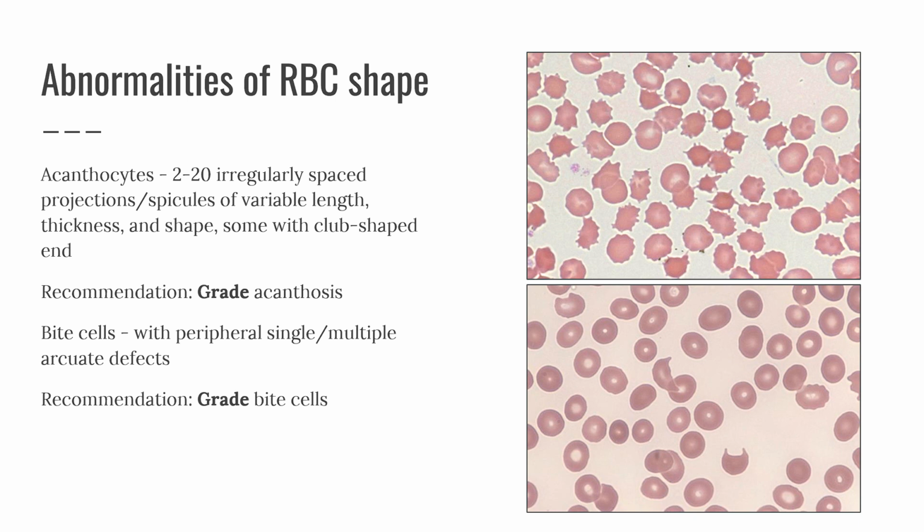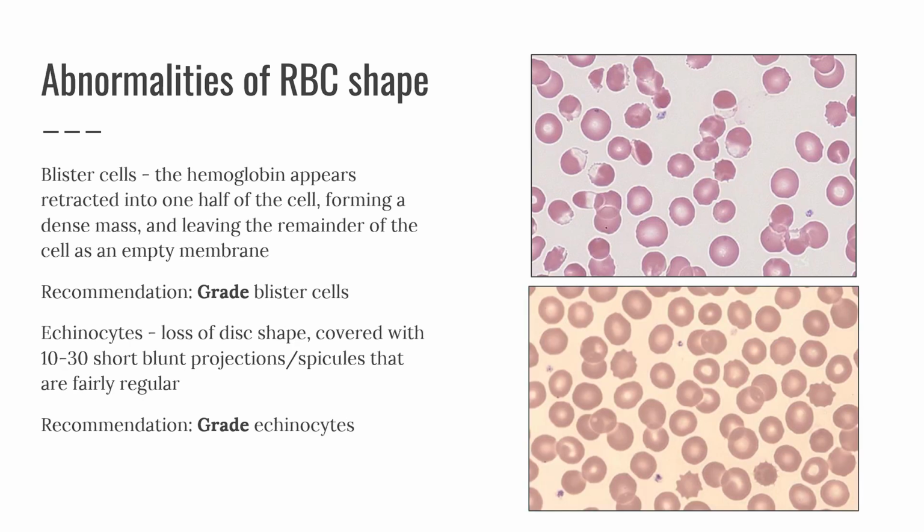oxidant hemolysis and could be morphologically identical to the keratocytes produced by MAHA, or your microangiopathic hemolytic anemia, and mechanical damage. Blister cells occur when the hemoglobin appears retracted into one half of the cell, leaving the remainder of the cell as an empty membrane. Echinocytes, as opposed to your acanthocytes, have fairly regular, short, blunt projections or spicules.